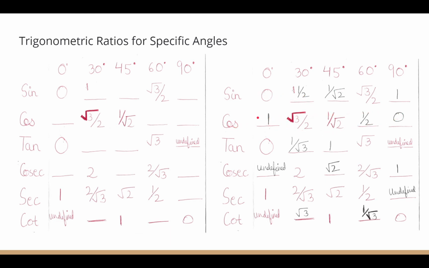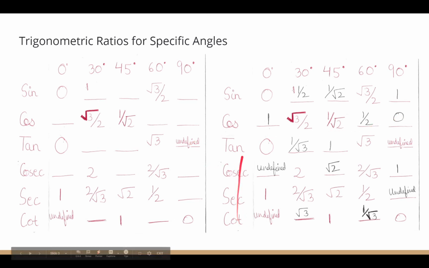And now, as I told you in my first video, sine by cos is equal to tan. So 0 by 1 is 0. Half by under root 3 by 2 is 1 by root 3. Under root 2 by under root 2 is 1. Under root 3 by 2 by half is under root 3. And 1 by 0, well, it is undefined.